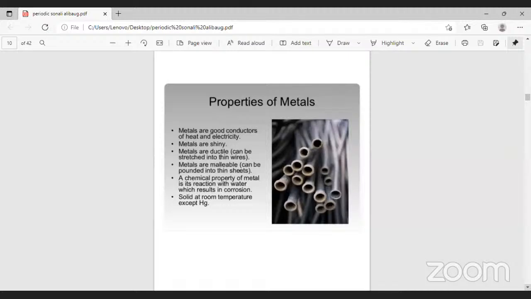Now, my basic question is, when we are saying elements, are they present in native form in nature? Suppose you are saying copper, or aluminium, or gold. Are they present in the form of pure copper or pure gold or pure aluminium?